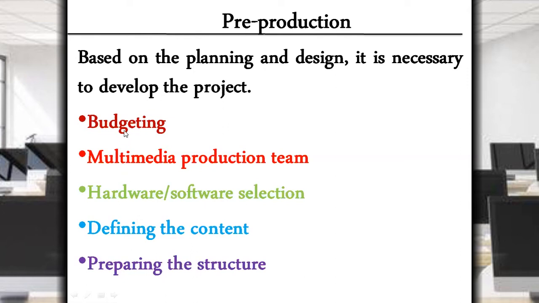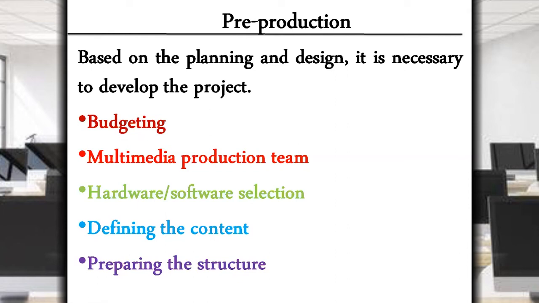Number 1, budgeting. Number 2, multimedia production team. Number 3, hardware software selection. Number 4, defining the content. Number 5, preparing the structure. These are the phases you have to complete in your pre-production to go to the next stage of production. So we will see what all these things are.